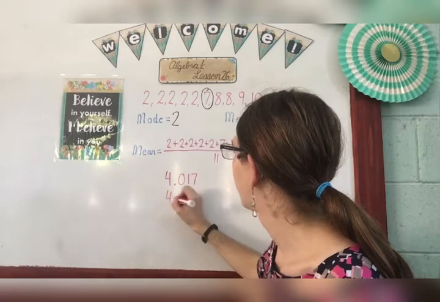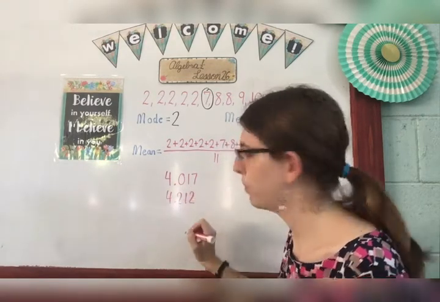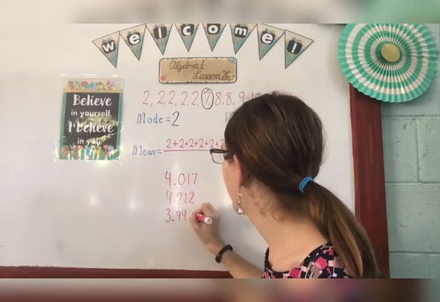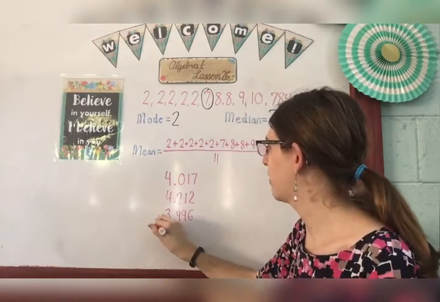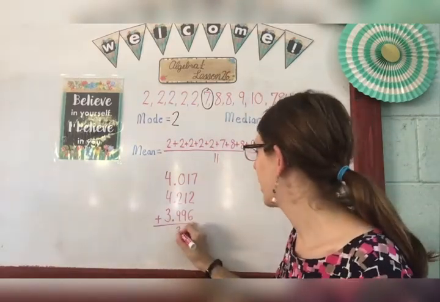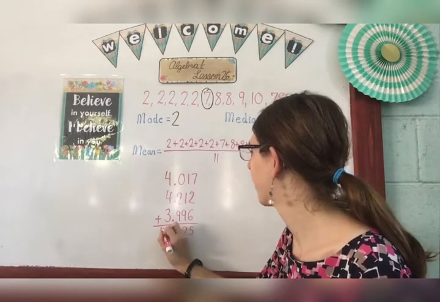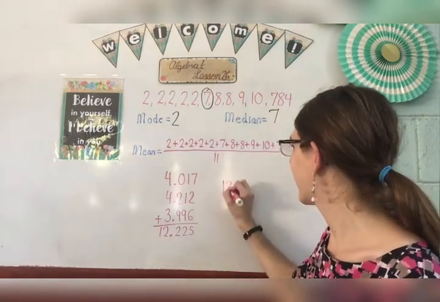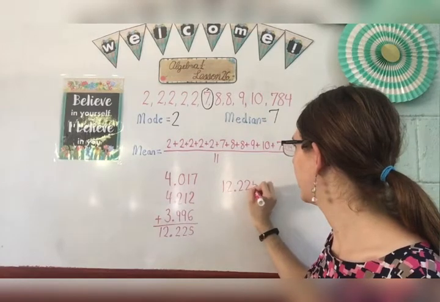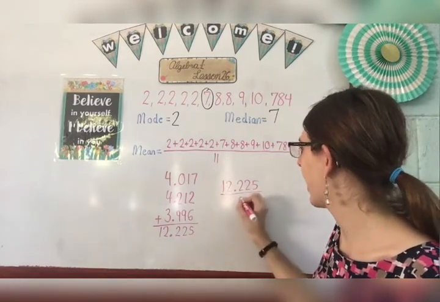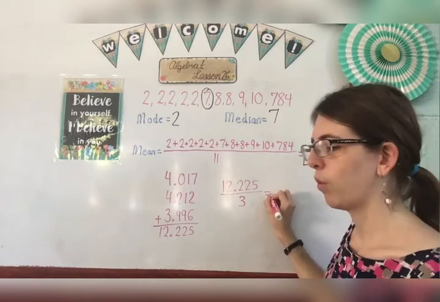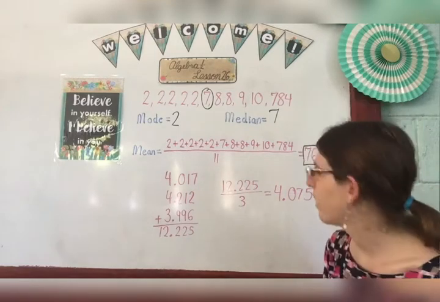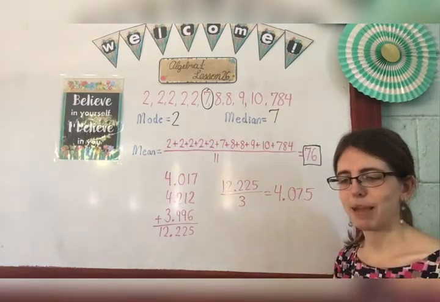4.017, 4.212, and 3.996. My two steps are to add, so when I add them up, for time's sake, I'm not going to do the math here on the screen. We get 12.225. The second step is to divide, so we divide 12.225 by, I have 3 numbers that I added, so it's divided by 3, which gives me 4.075 as my answer. So that's my average, that's my mean.